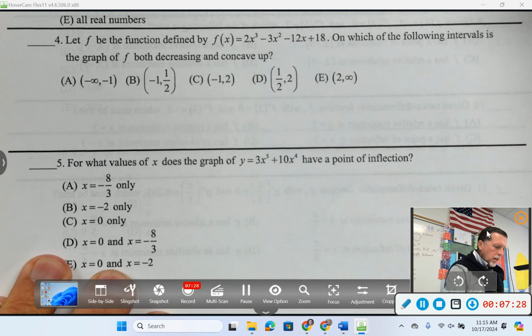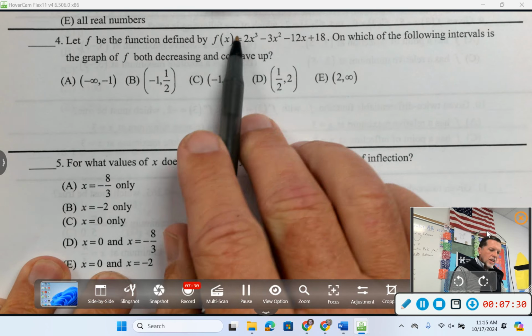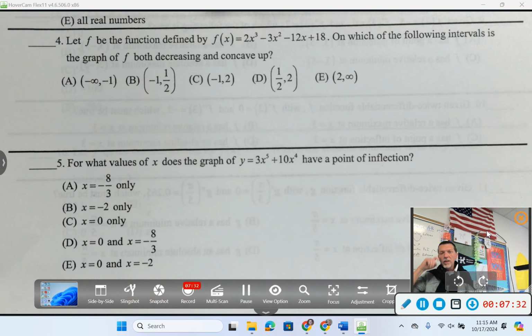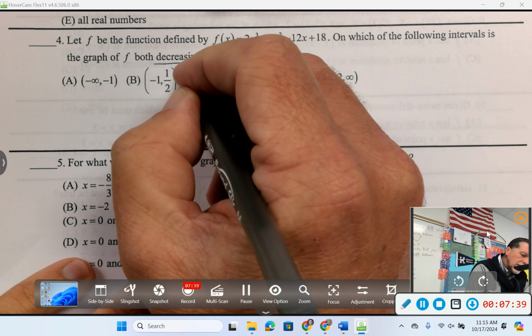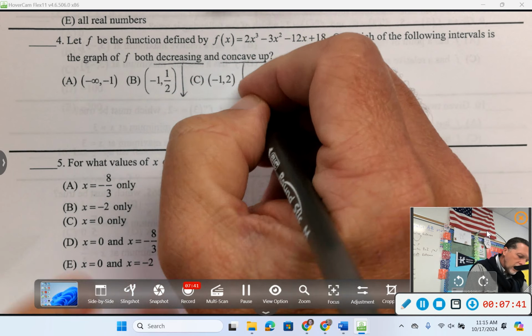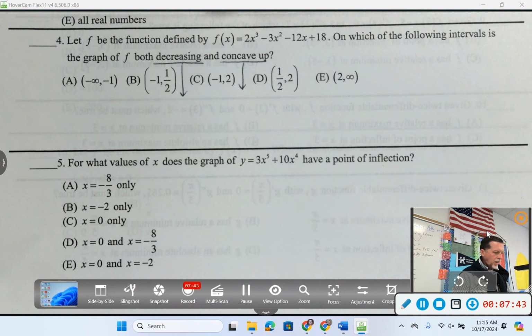Number 4. Let f be that function. Polynomial, so derivatives will be easy. On which of the following intervals is the graph of f both decreasing and concave up? So decreasing.